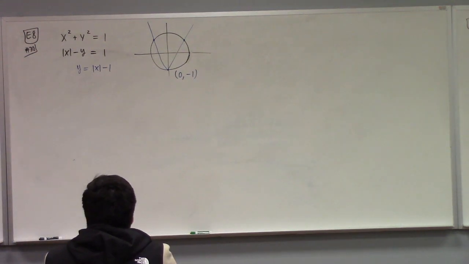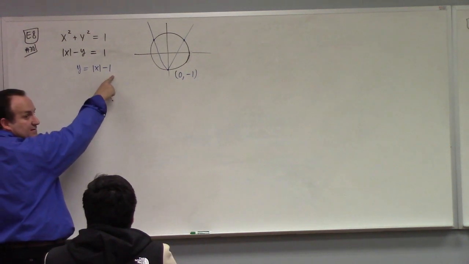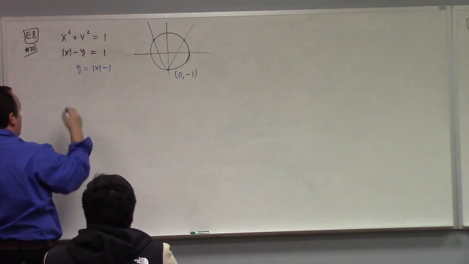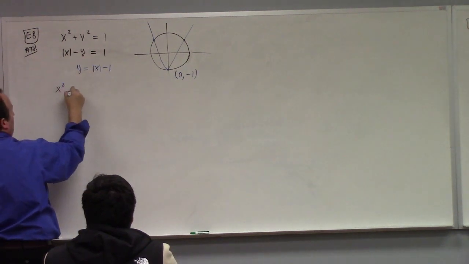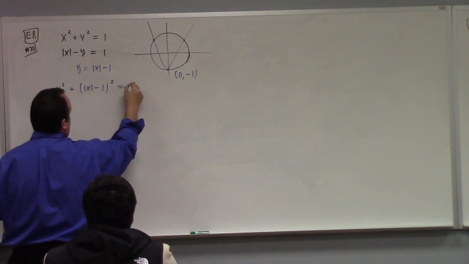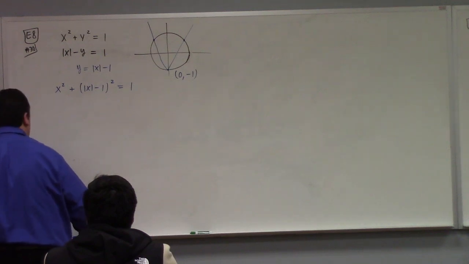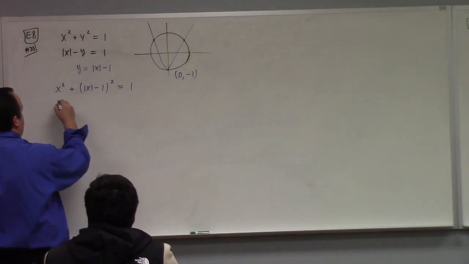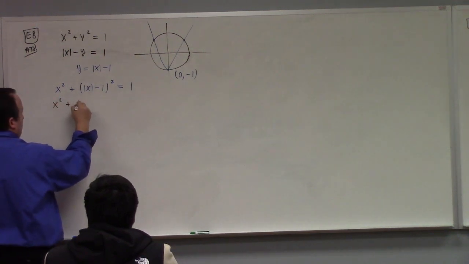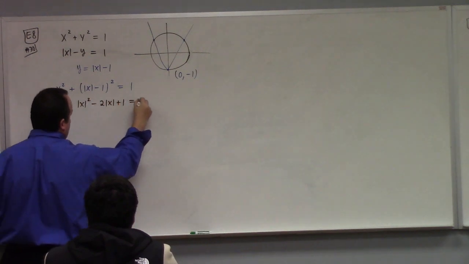Well, we want to do substitution, right? It's already right here. So you take this and plug it in here. So we've got x squared plus the quantity absolute value of x minus 1, squared, equals 1. And we just have to multiply that out and face the music, so to speak. So that's x squared plus the absolute value of x squared minus 2 times the absolute value of x plus 1 equals 1.